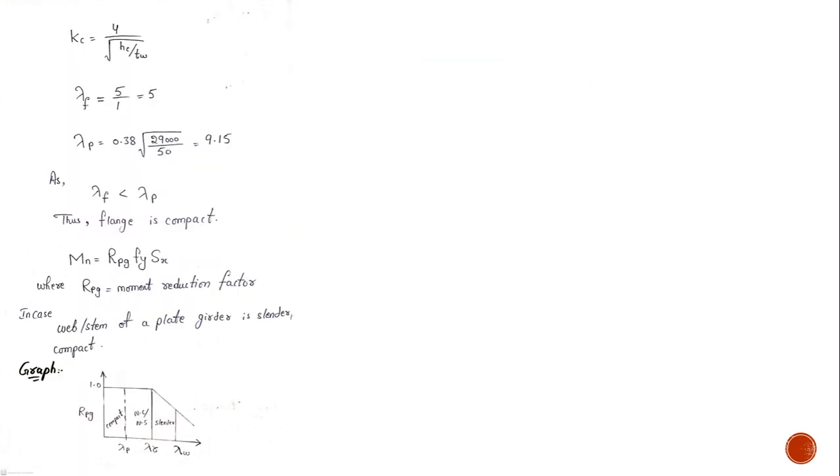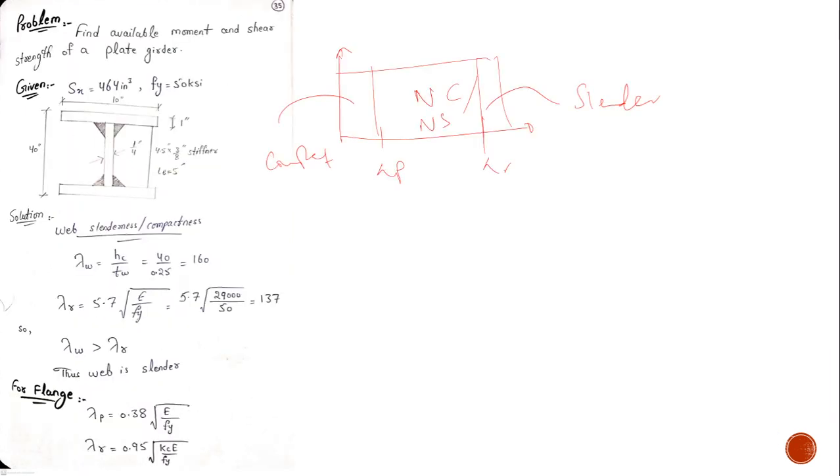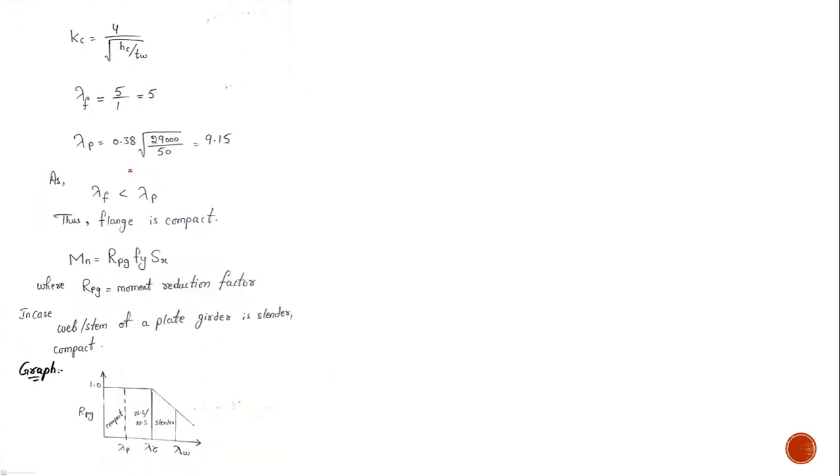Now it's very easy. Lambda p is 0.38 root E by Fy, where E should be 29,000 and Fy is given, it is 50 ksi. And here Kc is 4 by root hc by tw, which was computed in the previous lecture. It is actually the height of your web and thickness of your web.